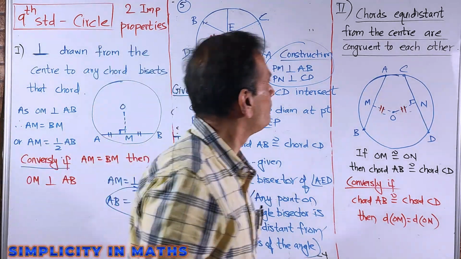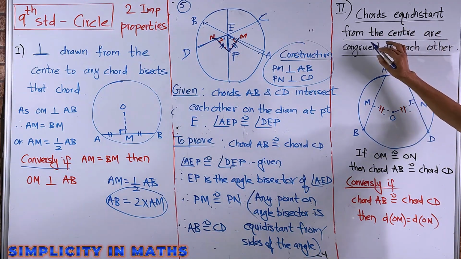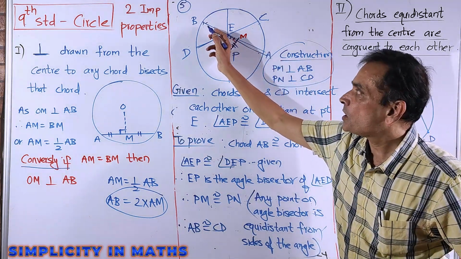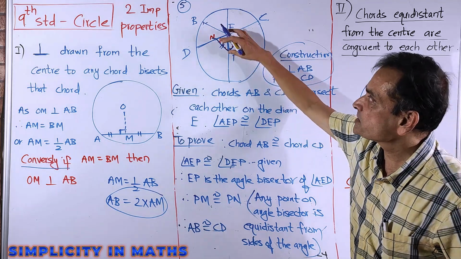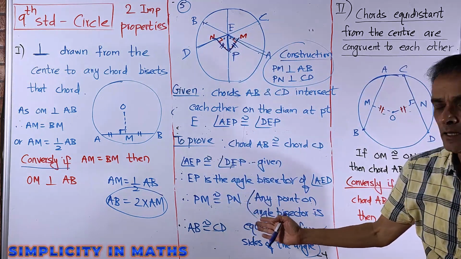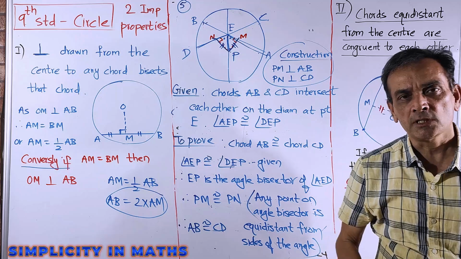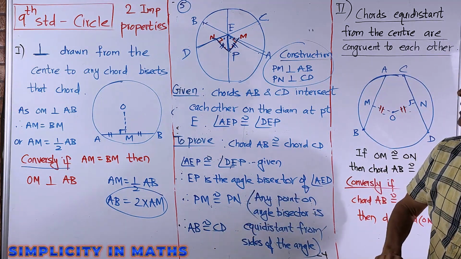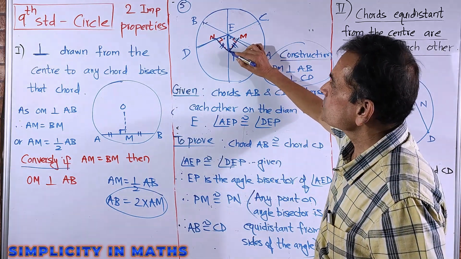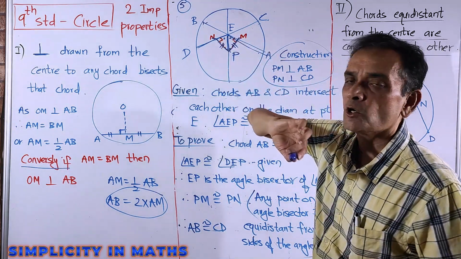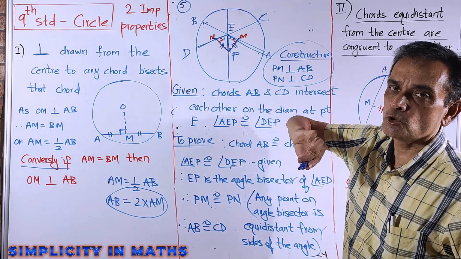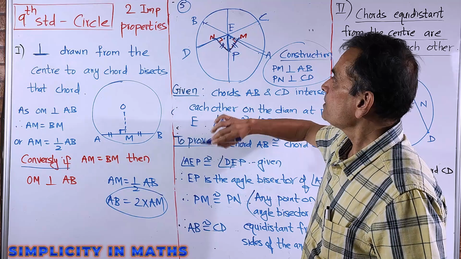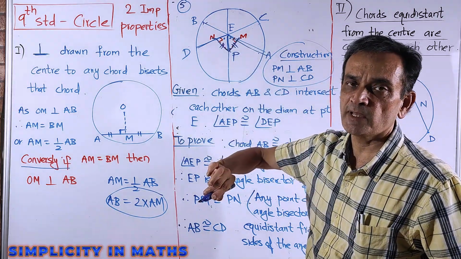What will you say as the reason? Chords equidistant from the center of the circle are congruent to each other. So chords AB and CD are equidistant from the center. This we have proved. Therefore, they have to be congruent to each other, right? So this is the method that we have used. That is the reason it is necessary to draw PM and PN perpendicular, to show that point P is equidistant, PM equal to PN, from the sides of the angle.